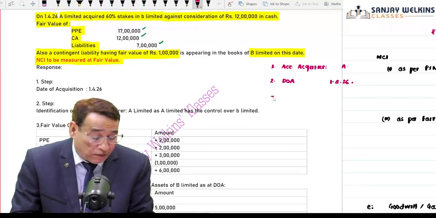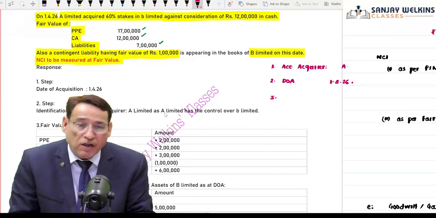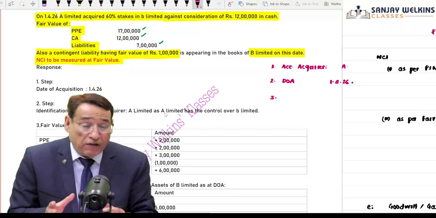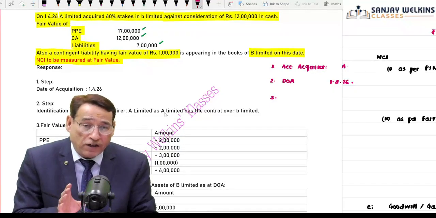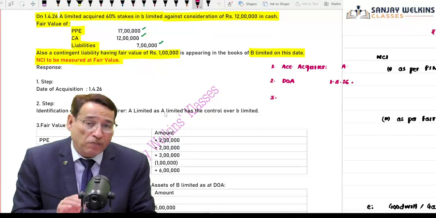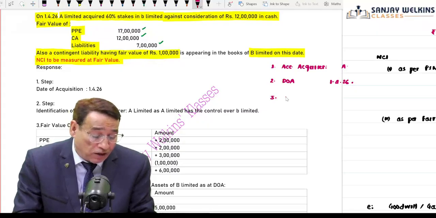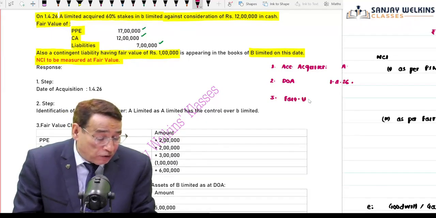Point number 3: technically and logically, as I told in the last question, in the preceding one, we are supposed to compute the net assets on the date of acquisition of the acquiring company. But in this particular question, because some fair value information is given, first of all I am going to compute the fair value changes.